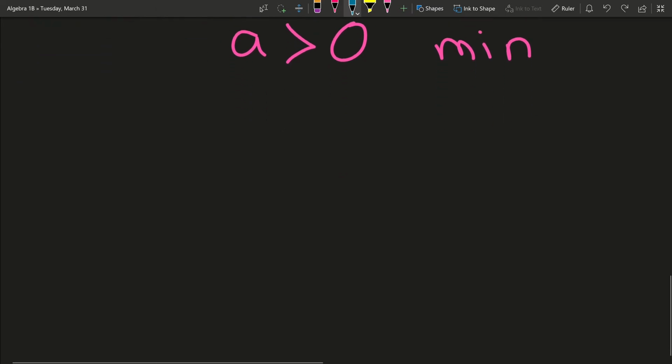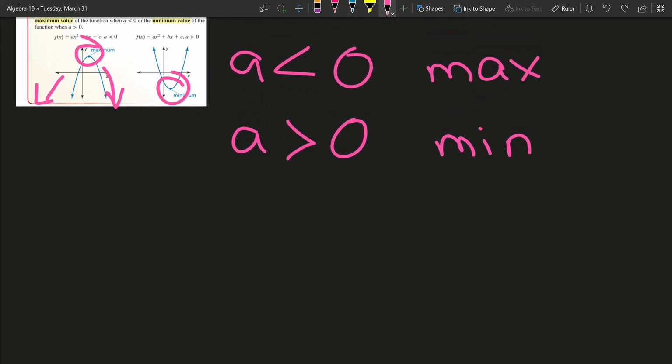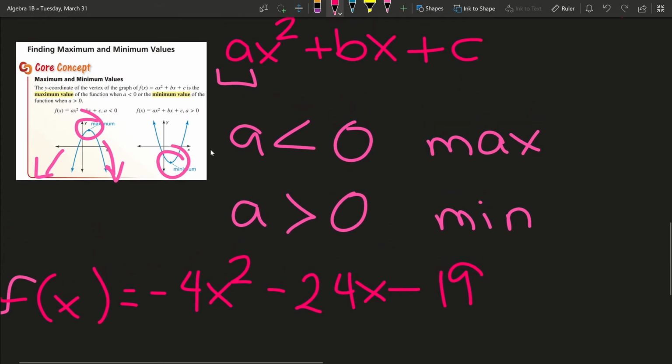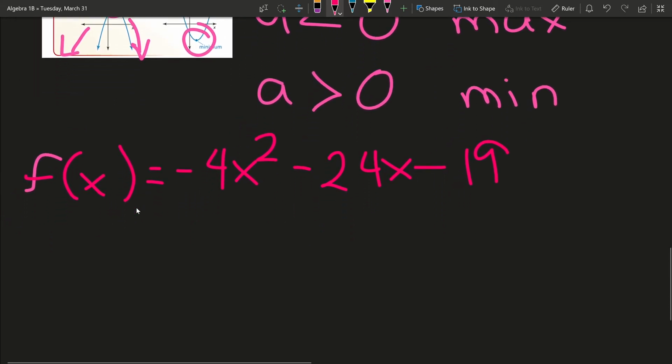Okay, so let's try an example. Let's say you have f of x equal to negative 4x squared minus 24x minus 19. Before we start this, let me reiterate one more thing. Remember, the maximum and minimum is going to be our vertex. It's the same exact process that we've been using to figure out what our vertex is for each equation.